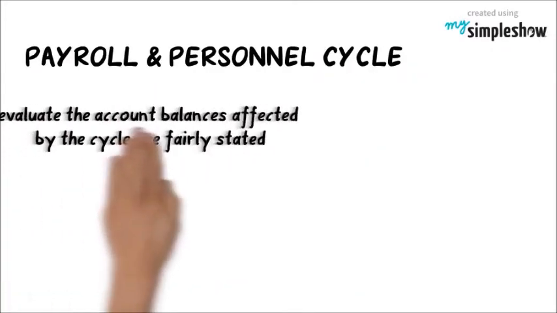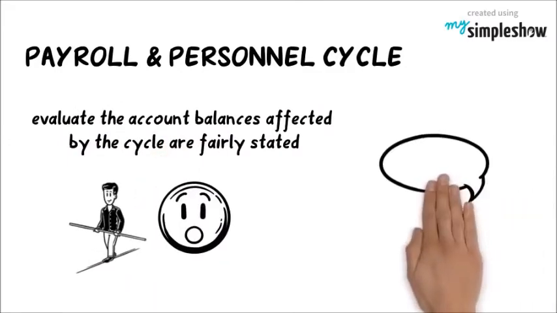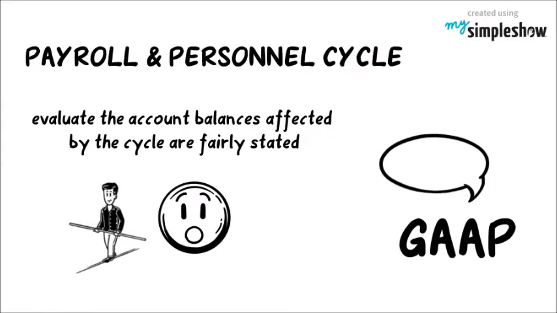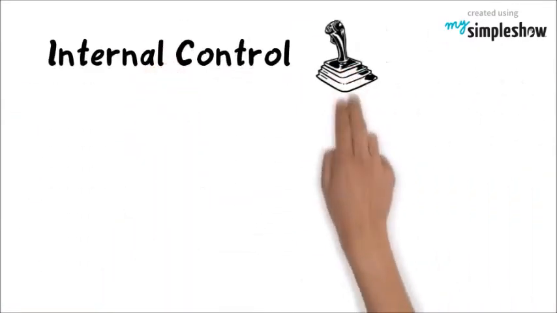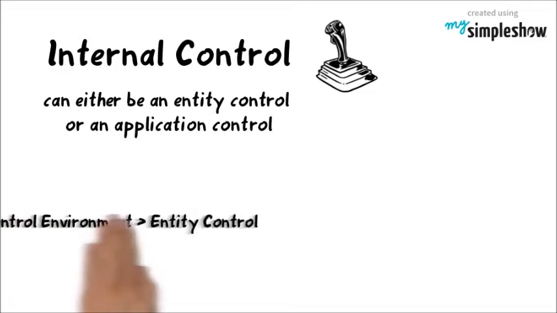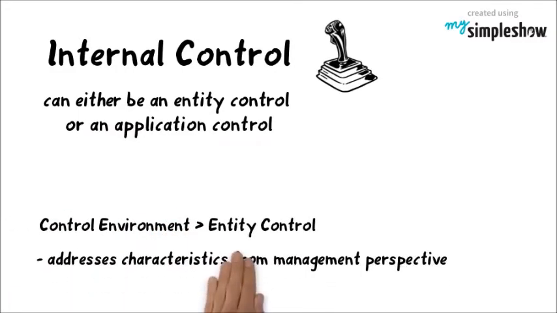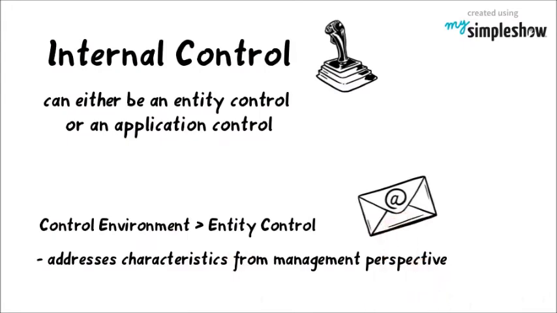Payroll and personnel serves to evaluate whether the account balances affected by the cycle are fairly stated in accordance with GAAP. Internal control can either be an entity control or an application control. The control environment is the foundation on which all other internal control components are built. The control environment is considered to be an entity control because it addresses characteristics from management's perspective rather than from an application such as payroll software.